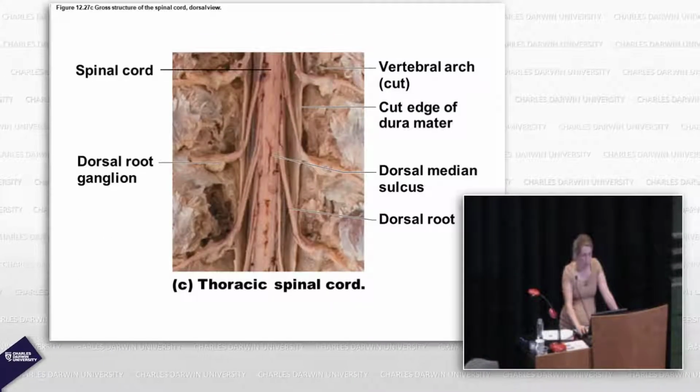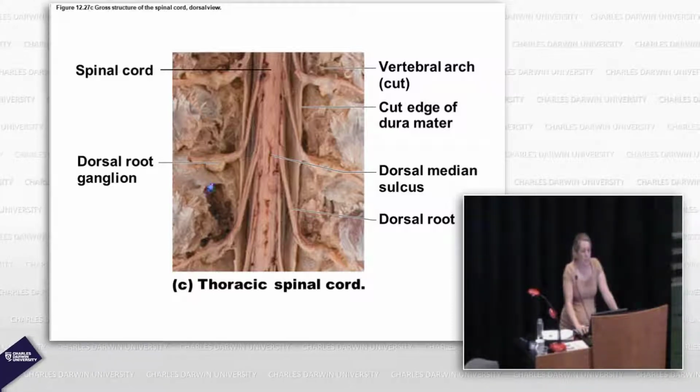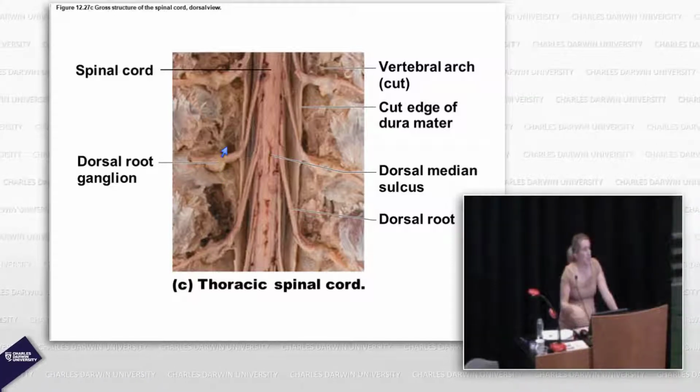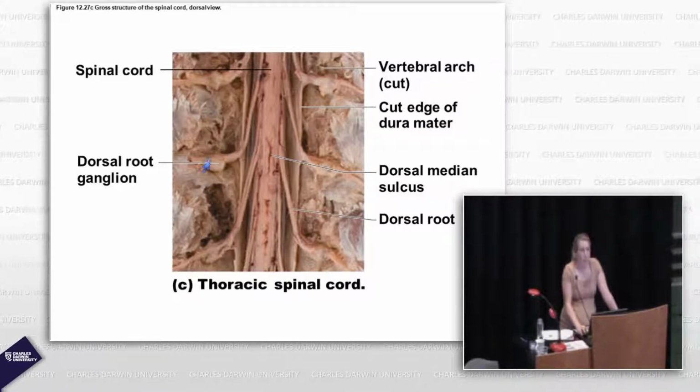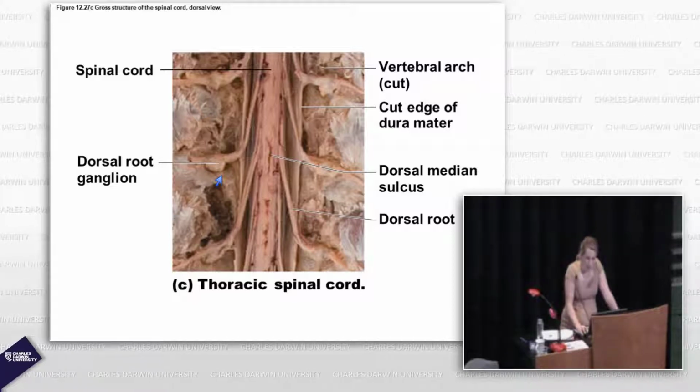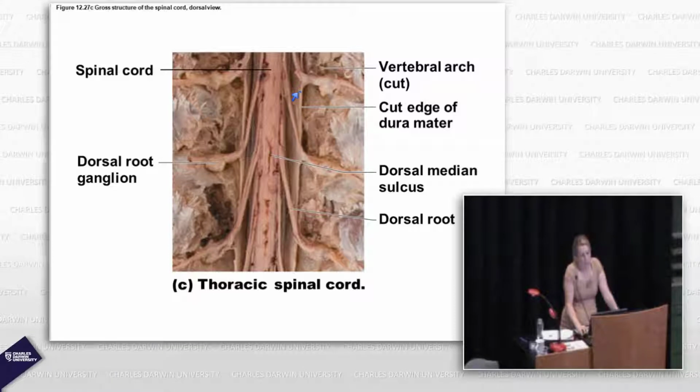So again, we've got the next section down, the thoracic region of the spinal cord. What this image shows really nicely is this dorsal root ganglion. We'll look at that in some of the cross sections of the spinal cord, but that's an important structure that you will need to remember. And the dura mater, we'll go through the protective layers of the spinal cord as well. The dura mater is the outermost layer of the spinal cord.